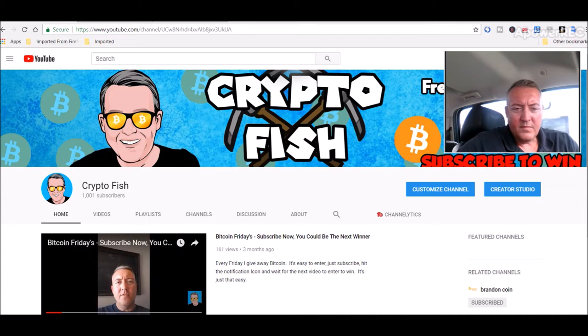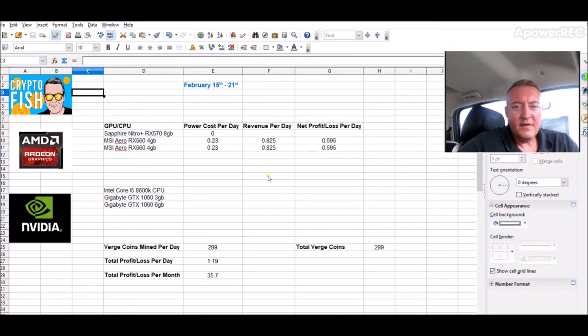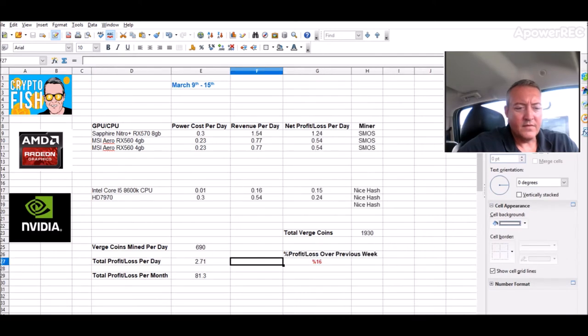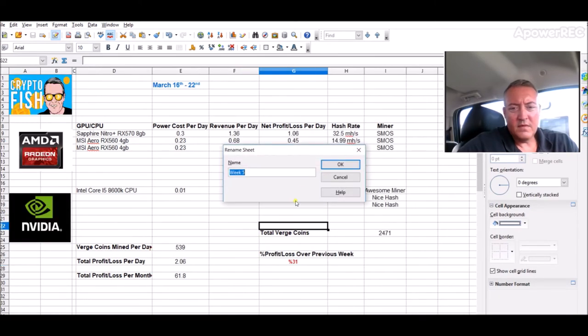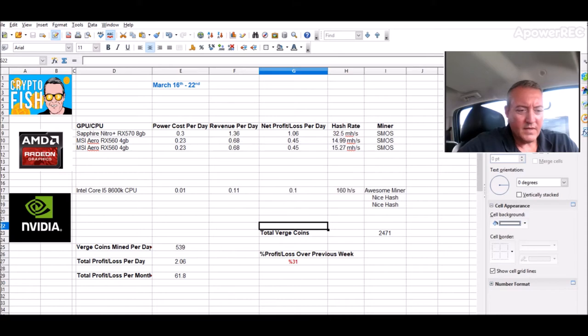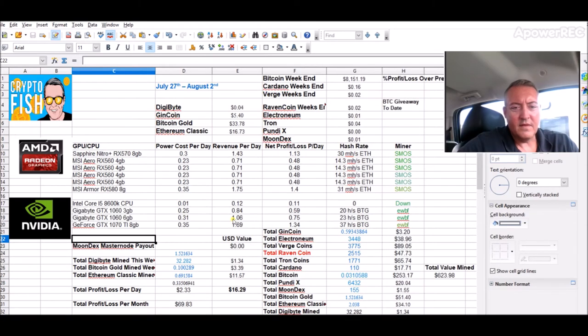All right, so let's pull the spreadsheet up. Here's my first week. Look at that, 289 Verge, only at a 2560s. I've come a long way since then, in about 5-6 months. So let's see if I can go all the way to the end here. To this week, and here we are this week, 623 total value mined since I started. That is up already this week about $31 over last week.